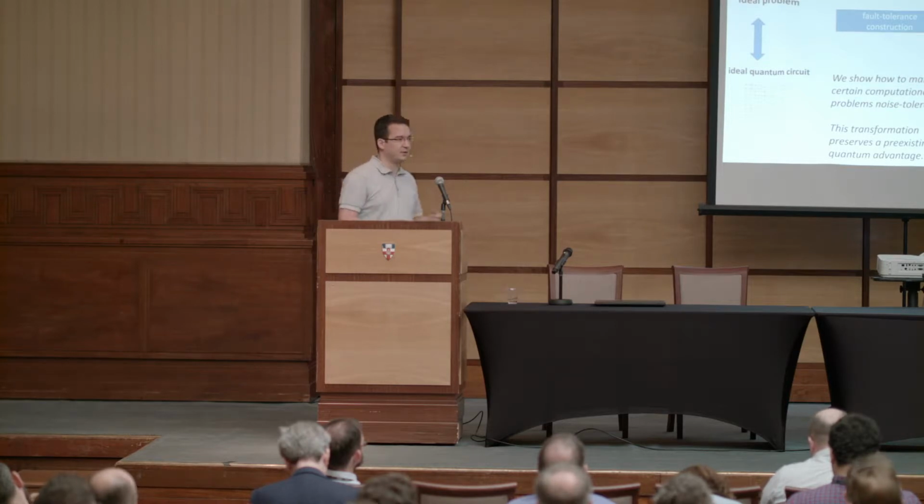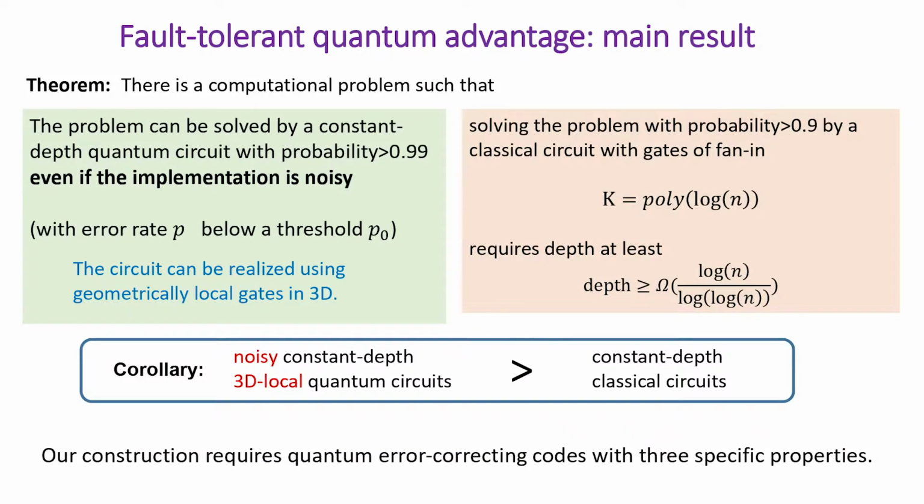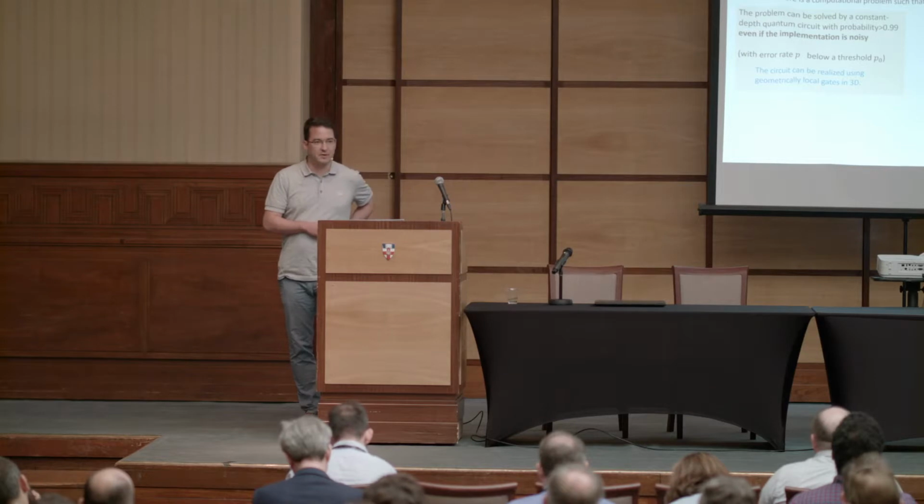So examples are this hidden linear function problem that we had initially, but also this embedded 1D magic square problem. Okay, so if you use this last problem, this embedded 1D magic square problem, then you can get the following result. So we now have a problem which you can solve with 99% probability, even if your implementation is noisy. And of course, this only holds if the noise rate is below some threshold noise rate P0 that we can compute. Furthermore, this quantum circuit only uses geometrically local gates in 3 dimensions.